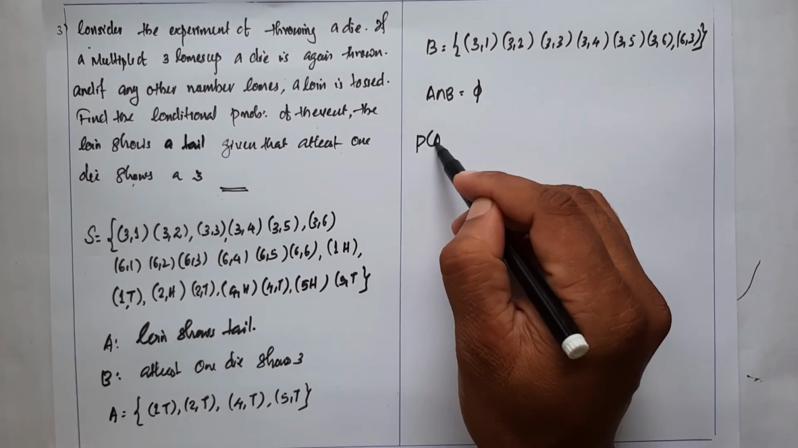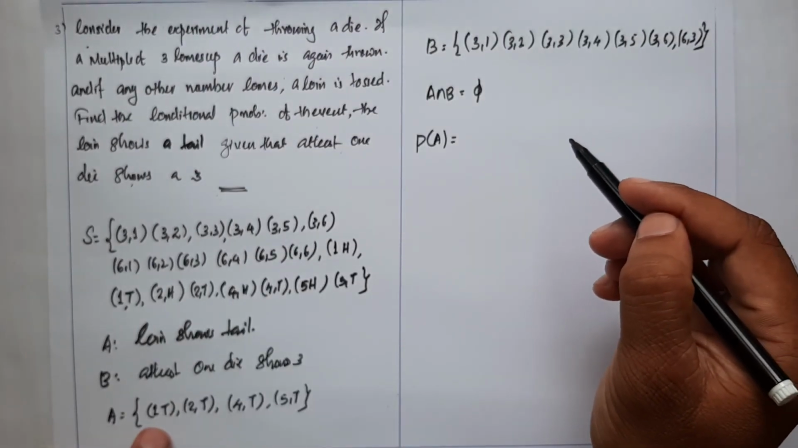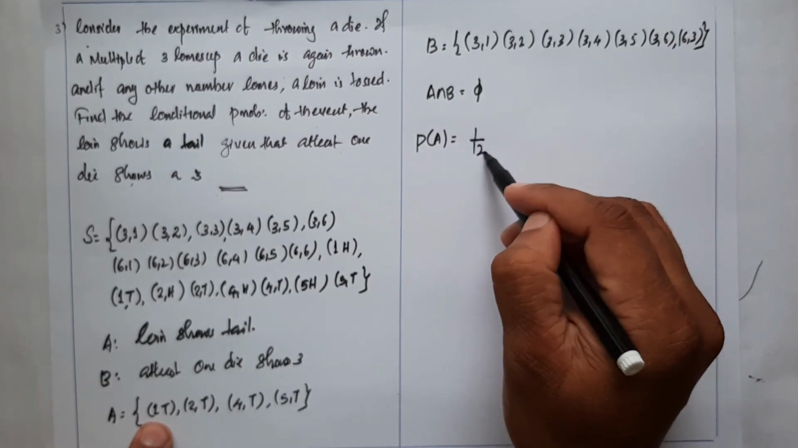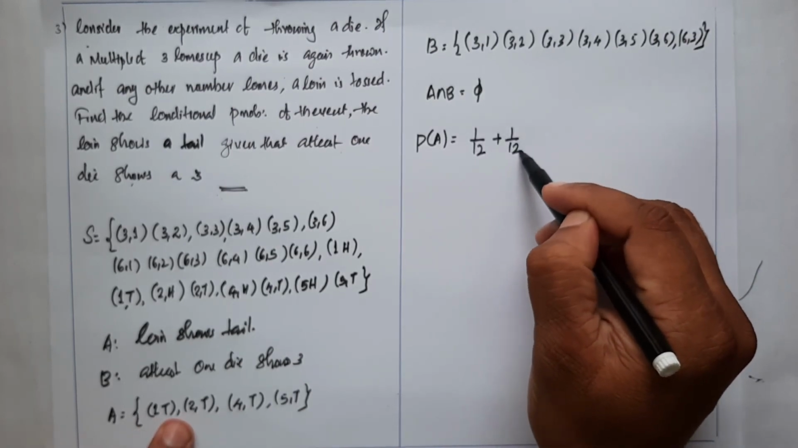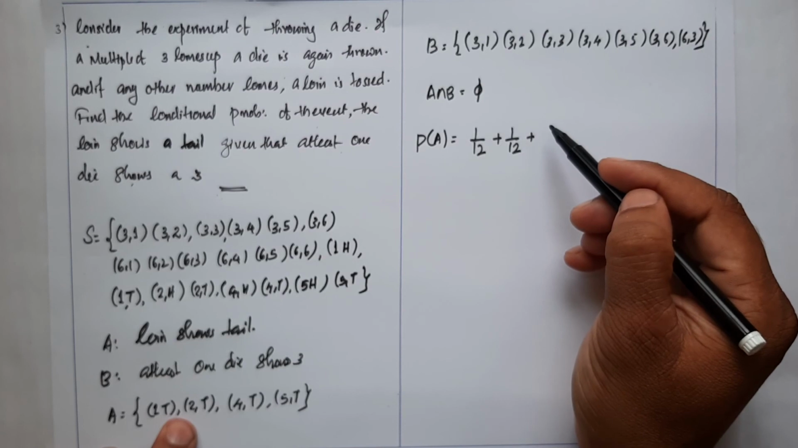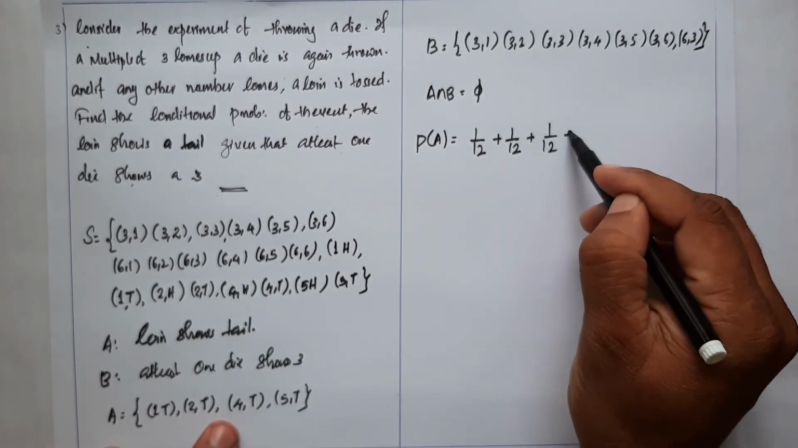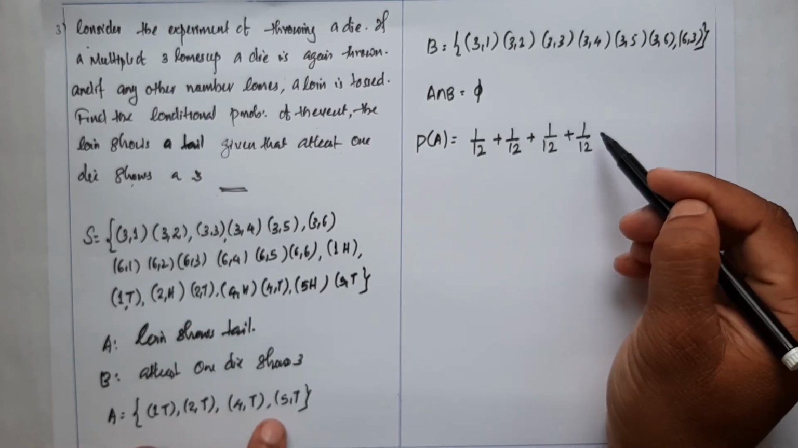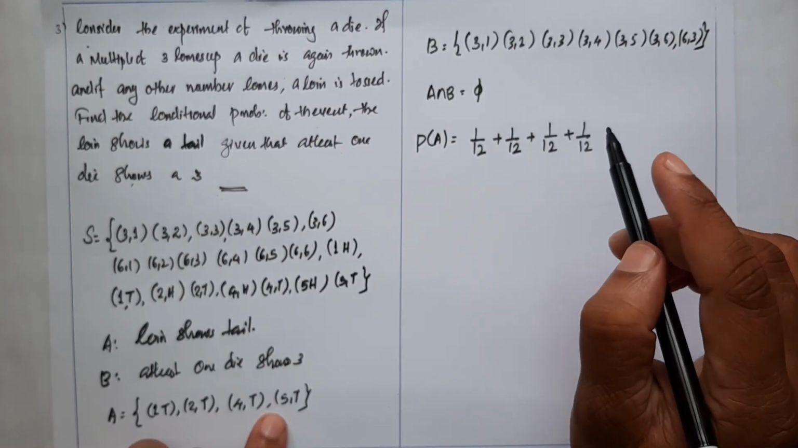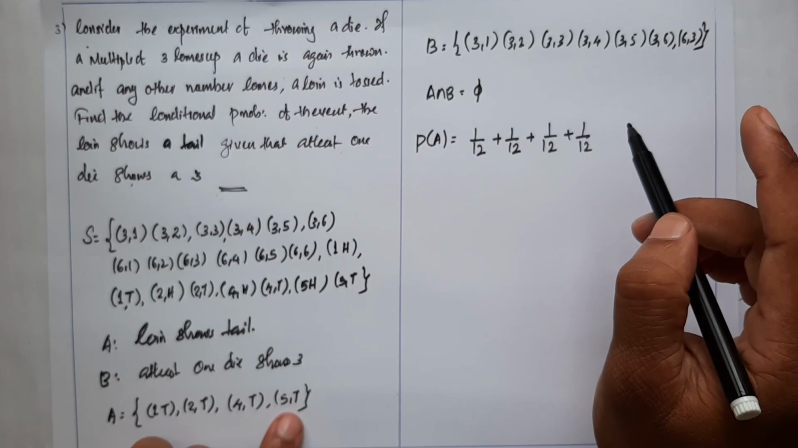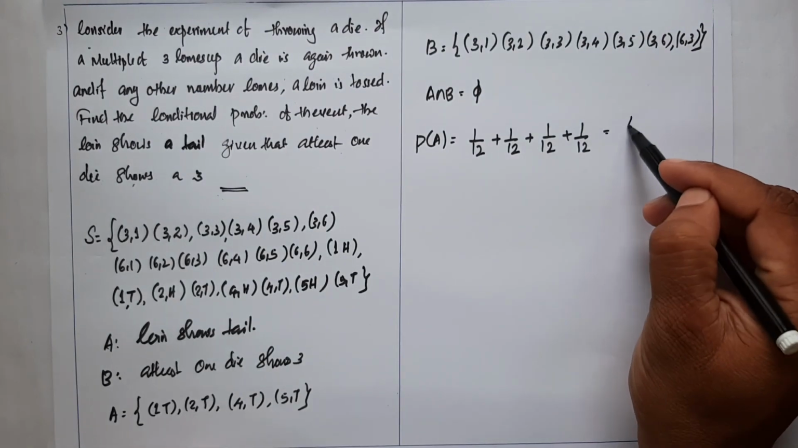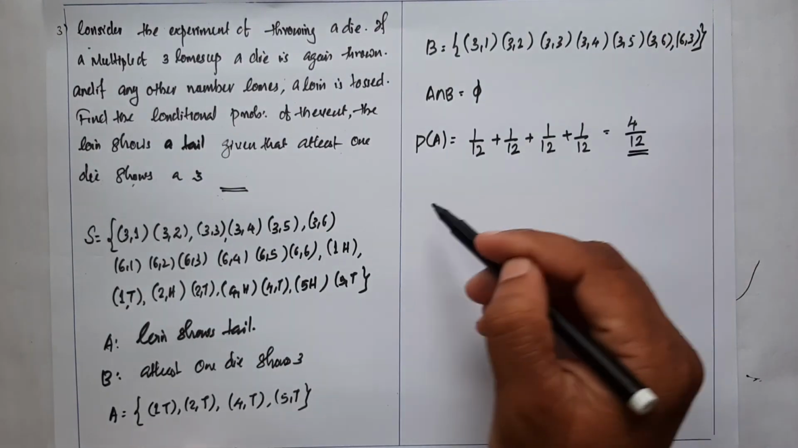Now what is the probability of A? P of A means 1 by 12 plus 1 by 12, because the probability of getting 2 is 1 by 6 and of getting tail is 1 by 2. Then 1 by 12 plus 1 by 12, because the probability of getting 5 is 1 by 6 and the probability of getting tail is 1 by 2. That is equal to 4 divided by 12.